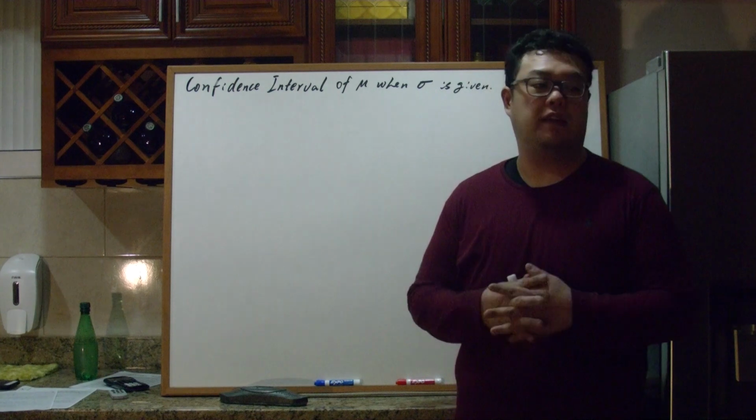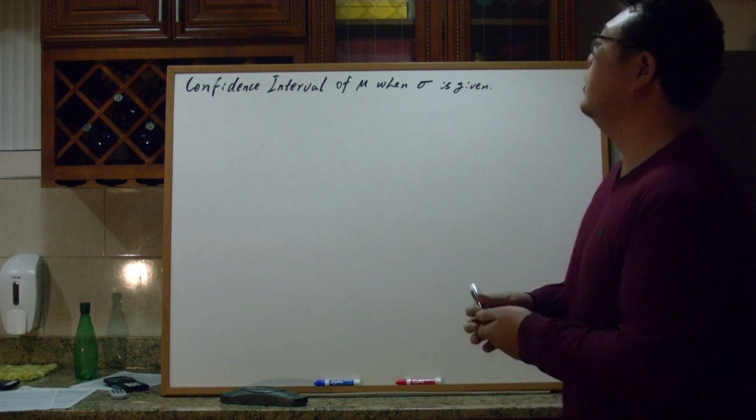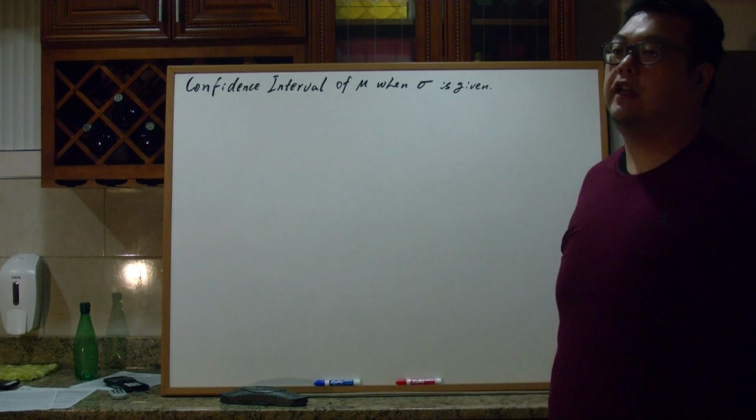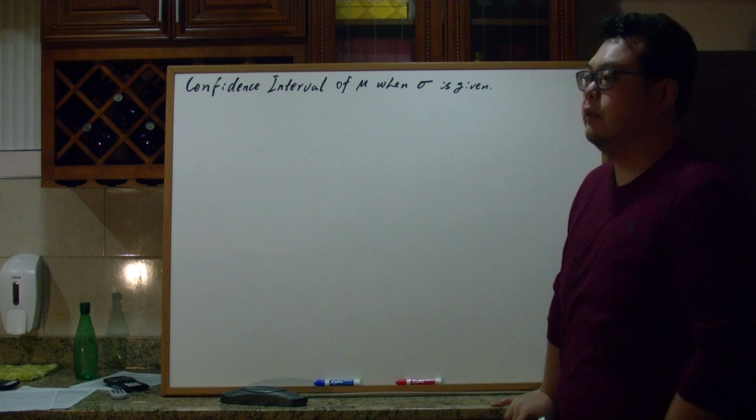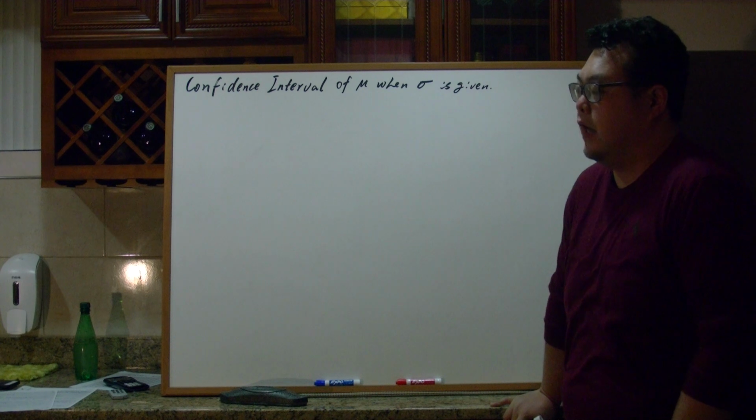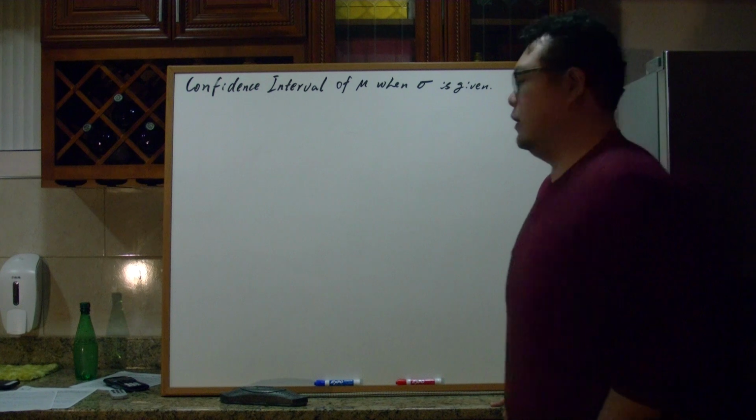Last time we had talked about the confidence interval, right? The interval of the mean, the population mean, when the population standard deviation is given. The idea is we have a simple random sample of size n to get the estimate of the population mean.